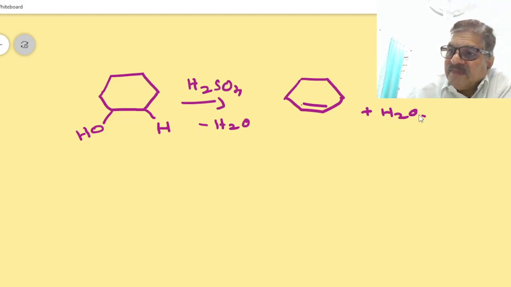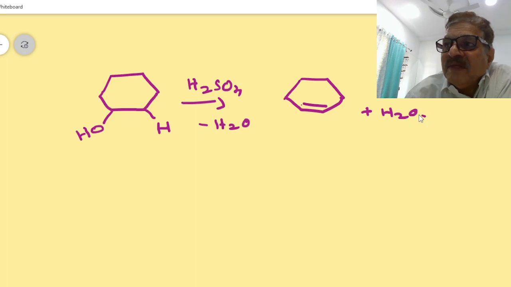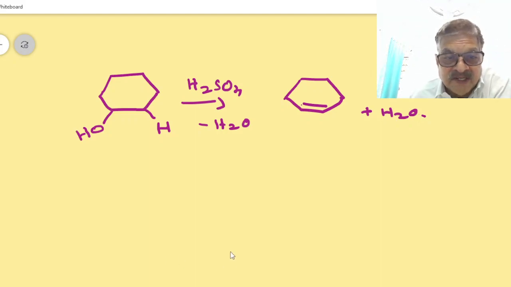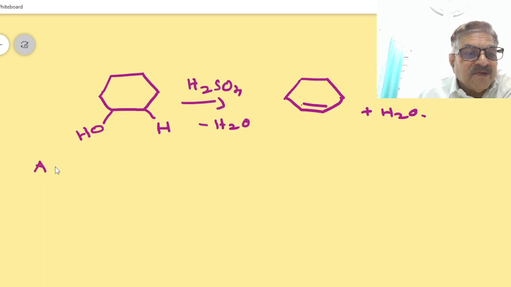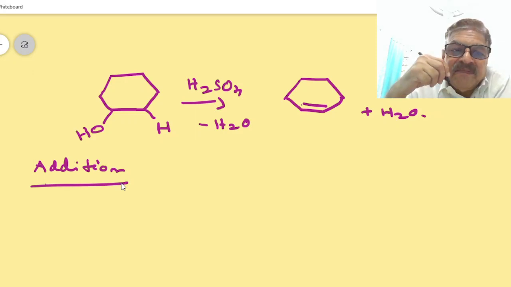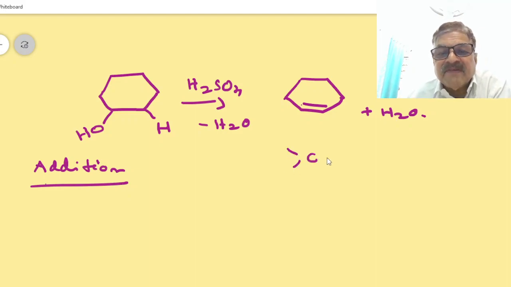Then we have another important thing, addition reactions. Addition is a reaction in which elements are added to the starting material. In an addition reaction, new groups are added. Addition and elimination reactions are exactly opposite. So what are addition reactions here? Addition is a reaction in which elements are added to the starting material. We can write the general reaction like this.